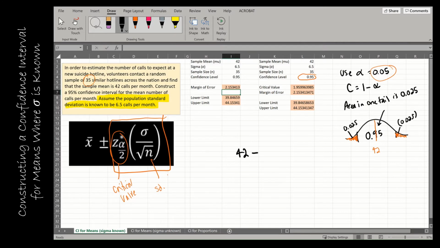and subtract the margin of error. I think they use E in your textbook, so I'll use E. And then I need to take 42 plus the margin of error, and that's going to give me my two values. So that's all I did here: I took my sample mean 42 and subtracted the margin of error, and then here I did the same thing, but I added. Same thing I did here. Sample mean minus the margin of error, sample mean plus the margin of error. So I can say that I'm 95% confident that the true mean number of calls is between 39.8 and 44.2 calls per month.